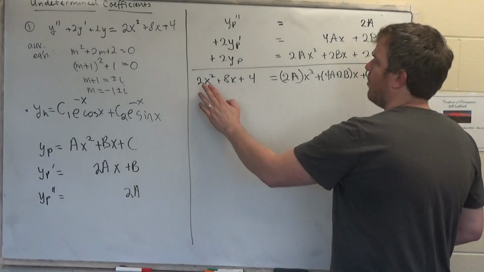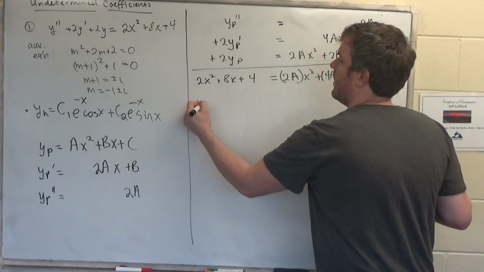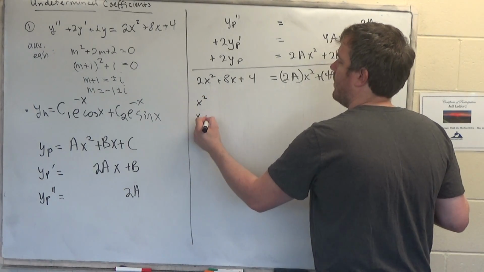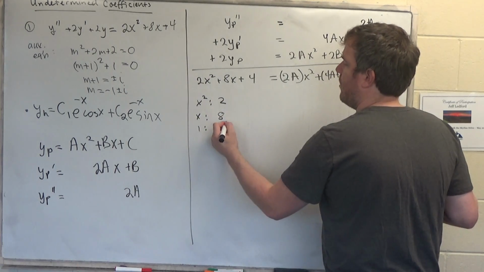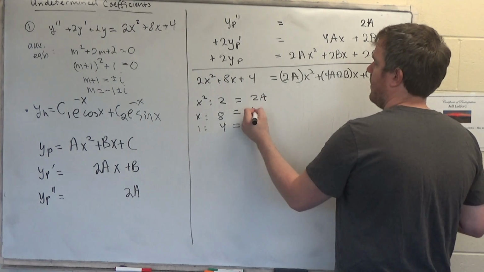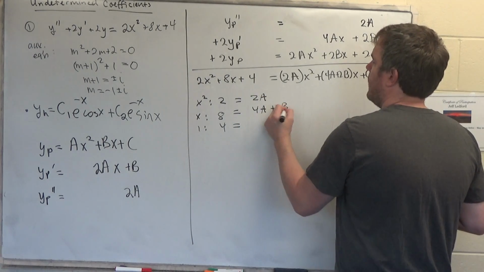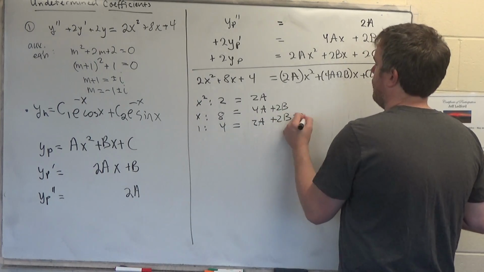Now, by equating the coefficients of x squared, x, and the constant on the left and the right, I get a system of equations. On the left, the coefficients are 2, 8, and then 4. On the right, they are 2a, 4a plus 2b, and then 2a plus 2b plus 2c.